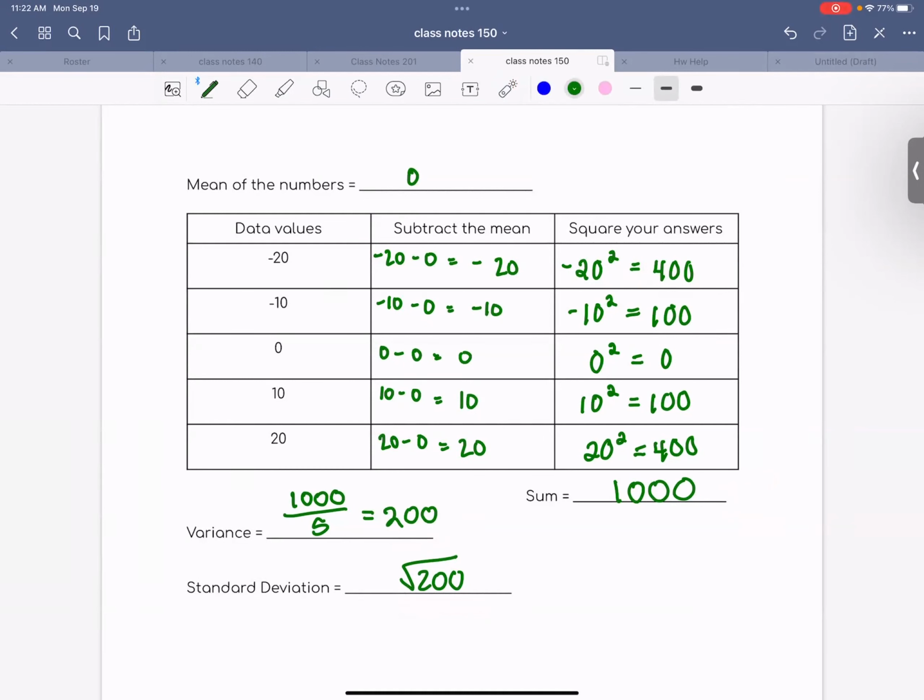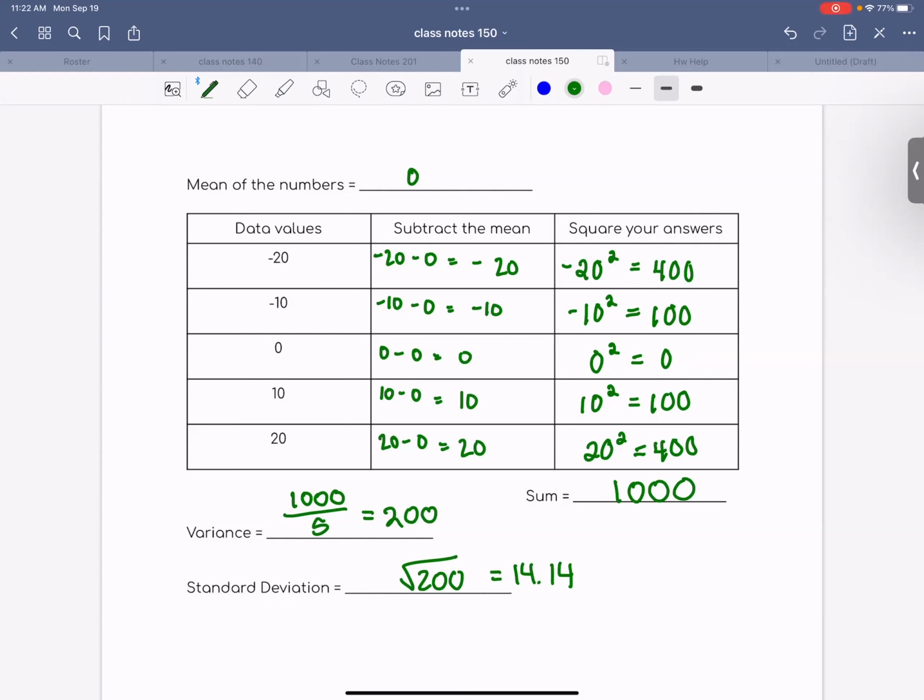Now, I'm actually going to type that in my calculator and see what value that is. I don't know why I always click my clock when I want to type the calculator, but let's see. I'm getting 14.14.